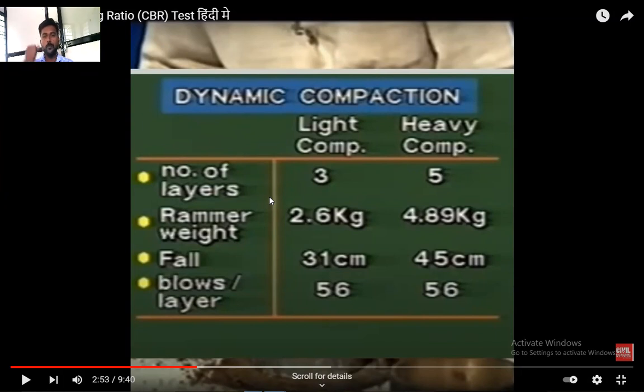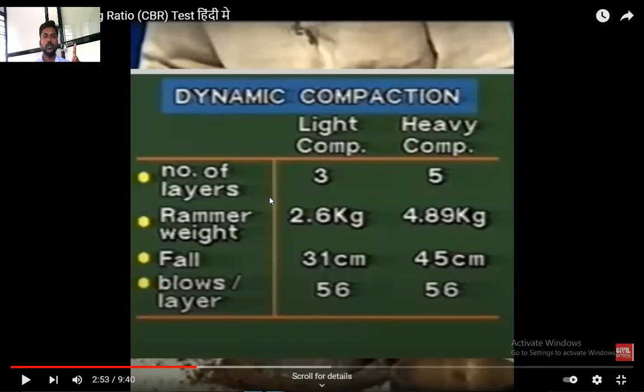In the heavy compaction, we are compacting the soil into 5 layers. Then for the compacting, we are using the rammer. How to compact with the rammer, we are going to see in a further video. In the next part of the video, we are using the rammer for the compaction, and the weight of this rammer for the light compaction is 2.6 kg. And the height from which we drop the rammer on the soil is 31 centimeters.